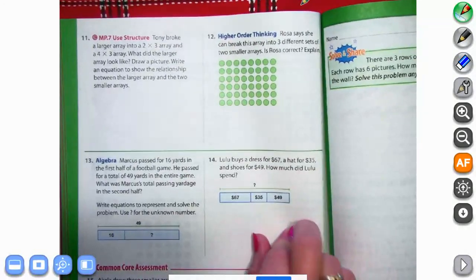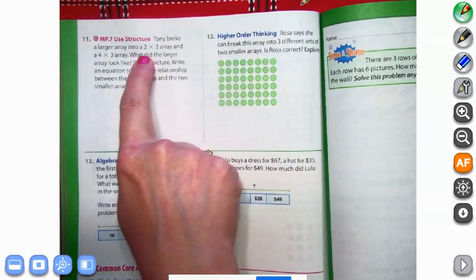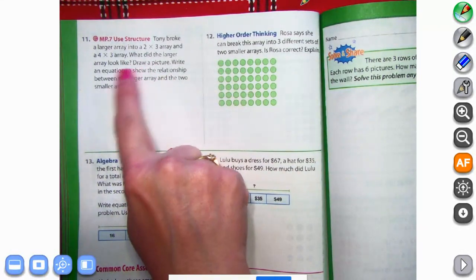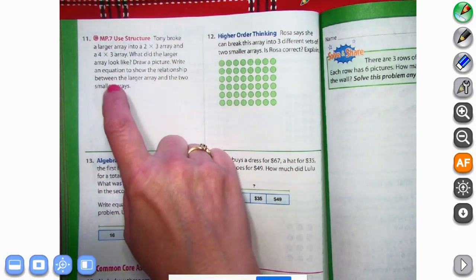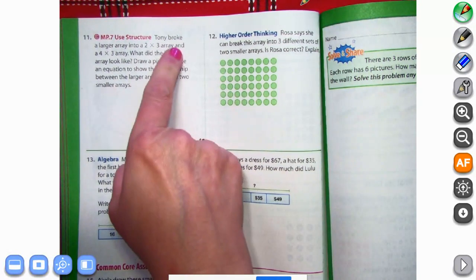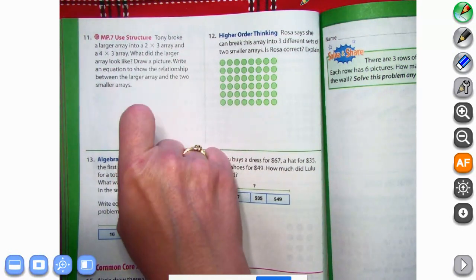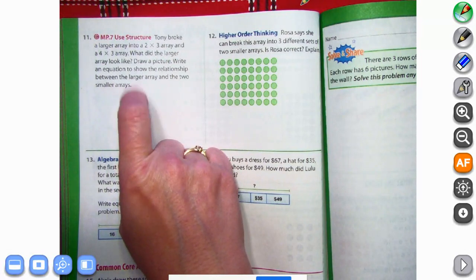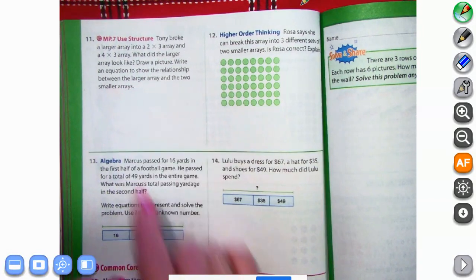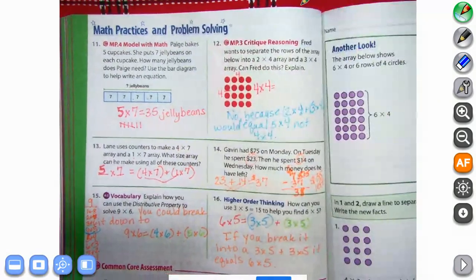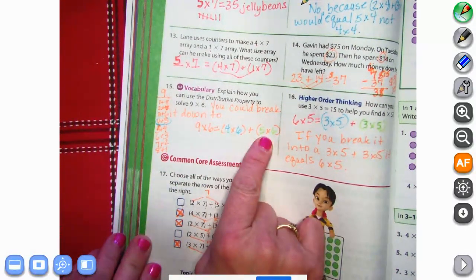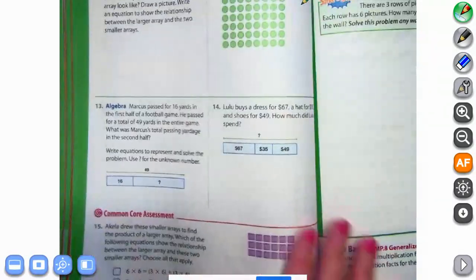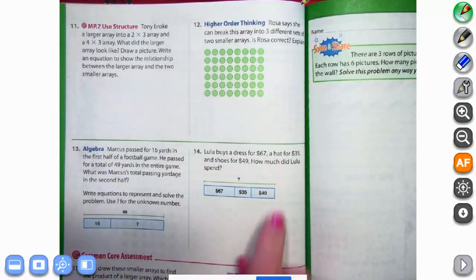And then on the back, number 11 says, Tony broke a larger array into a 2 times 3 plus a 4 times 3. What did the larger array look like? Draw a picture, so make an array here, of the whole array with both the parts on it. Write an equation to show the relationship between the larger array and the 2 smaller ones. What they want you to do is write it down like how we did here. There's the large array broken into the 2 smaller arrays. That's what they want you to do. Draw and then write.